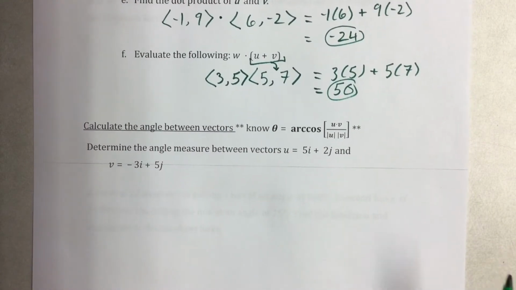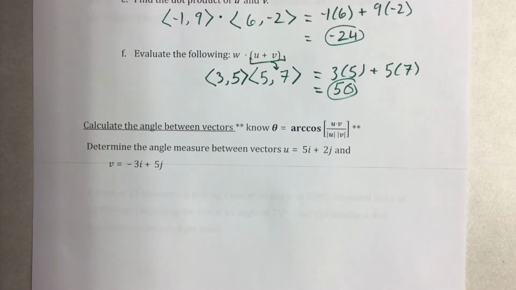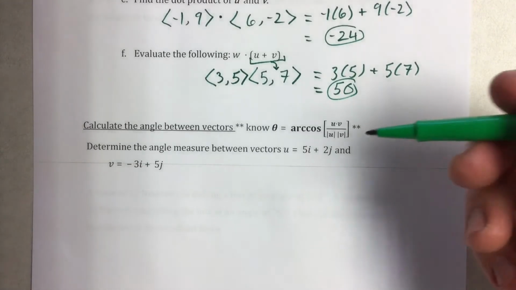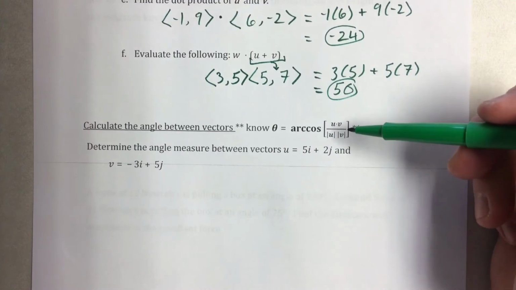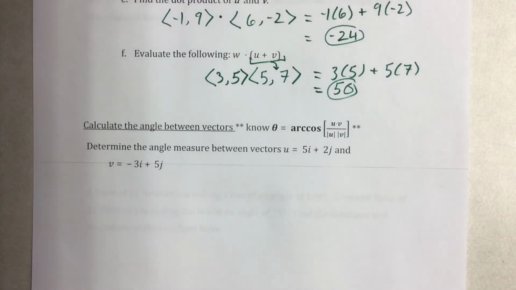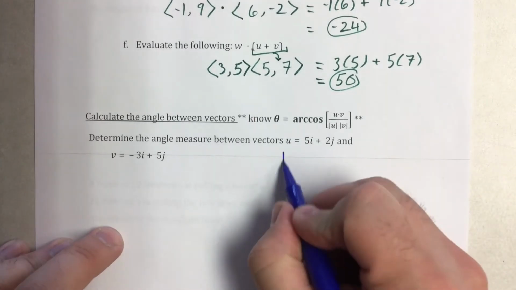So calculating the angle between the vectors. This is within this section because to find the angle between vectors, we need to find the dot product. So find the dot product, find the magnitudes, and take all of your numbers and place them in. So it would look like this.